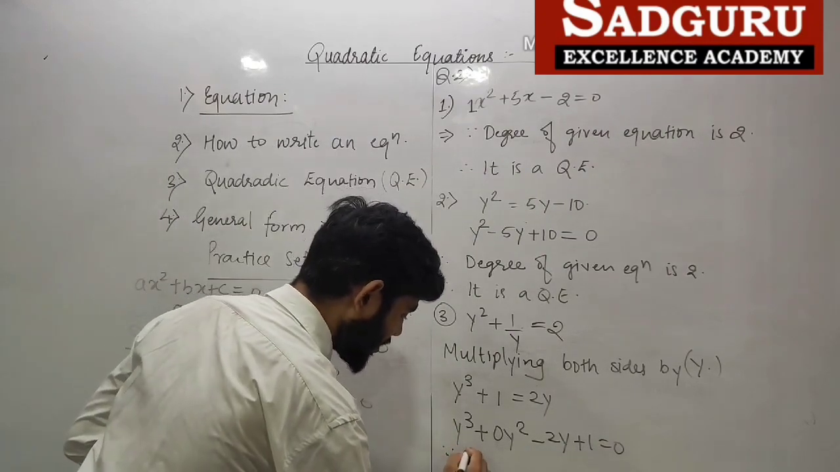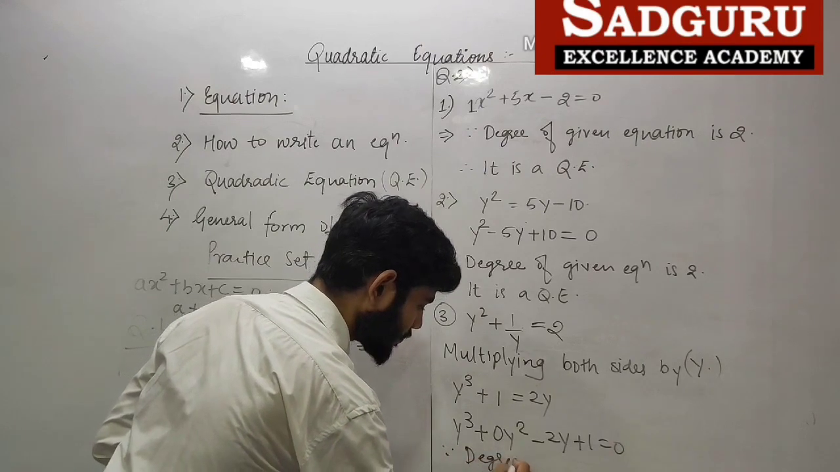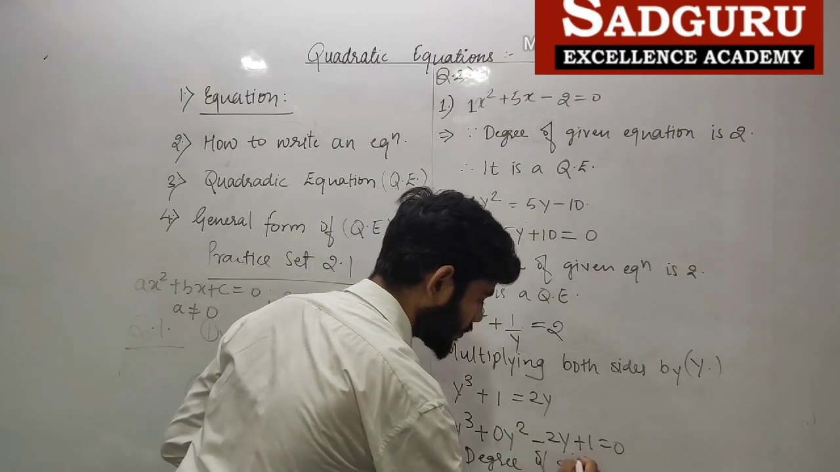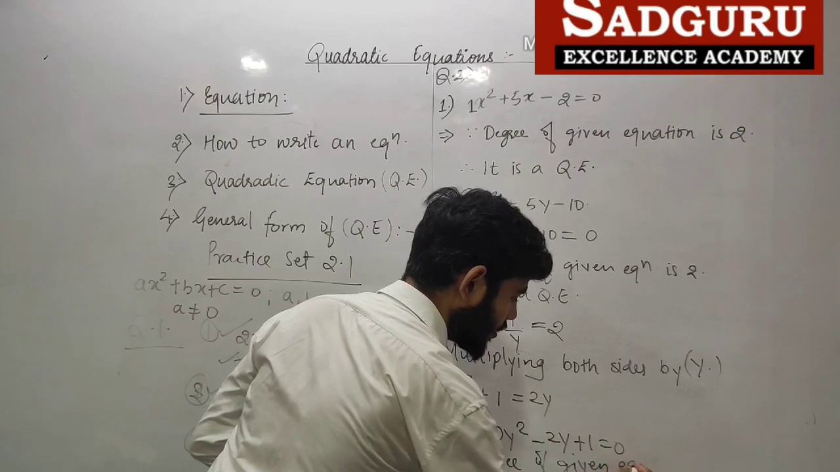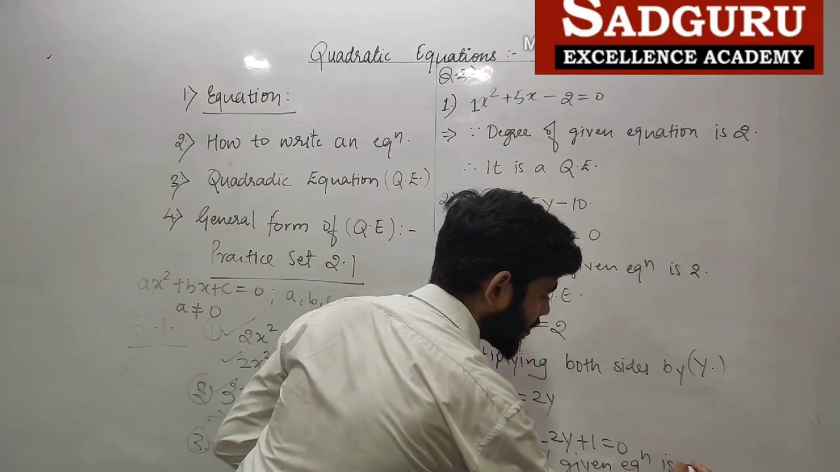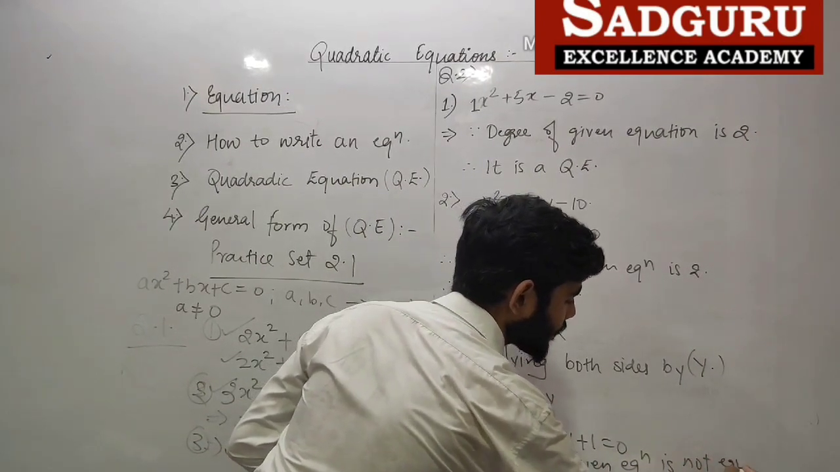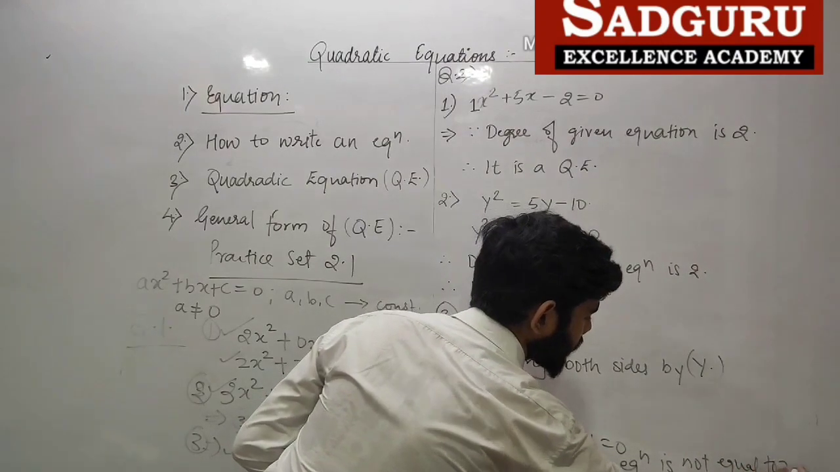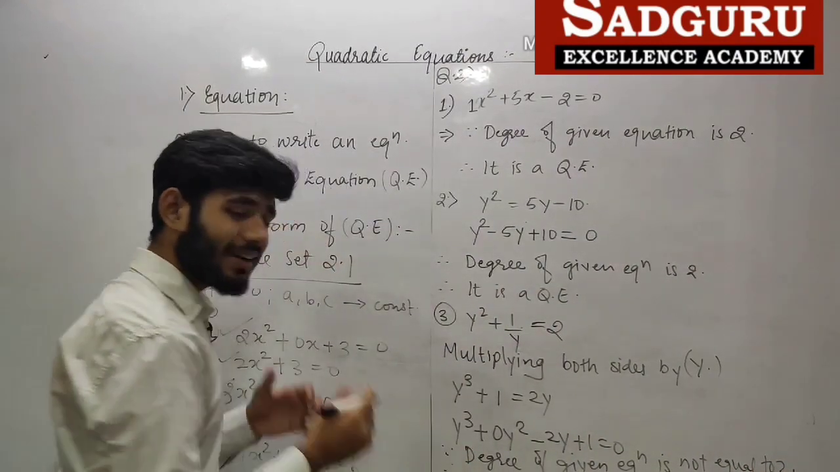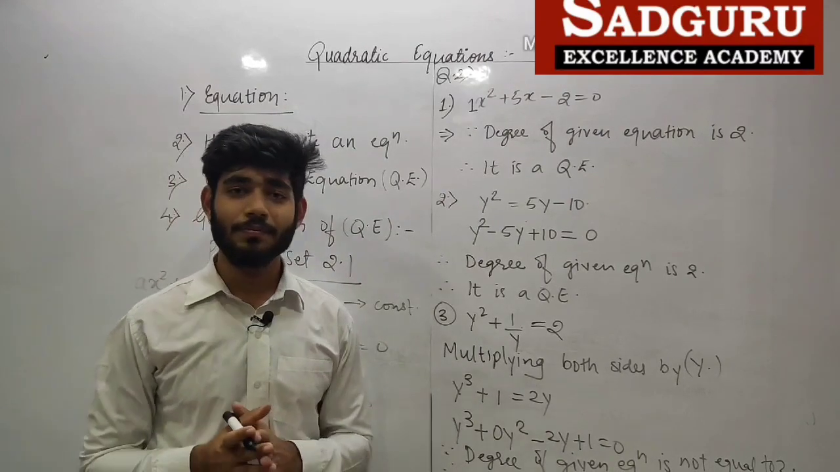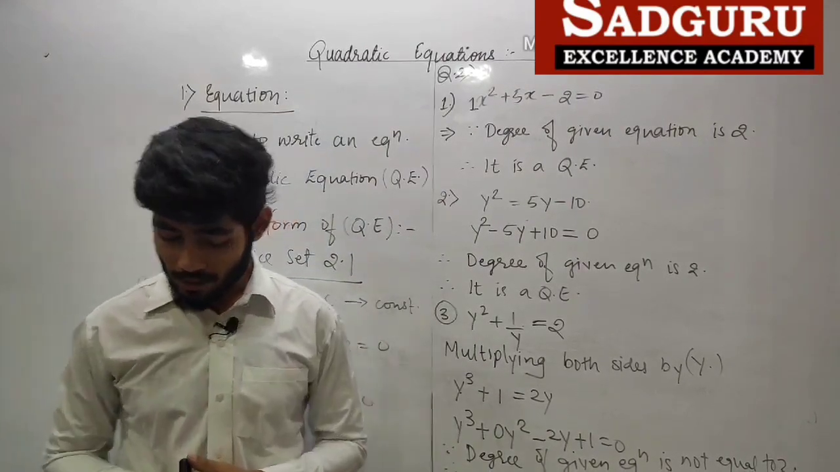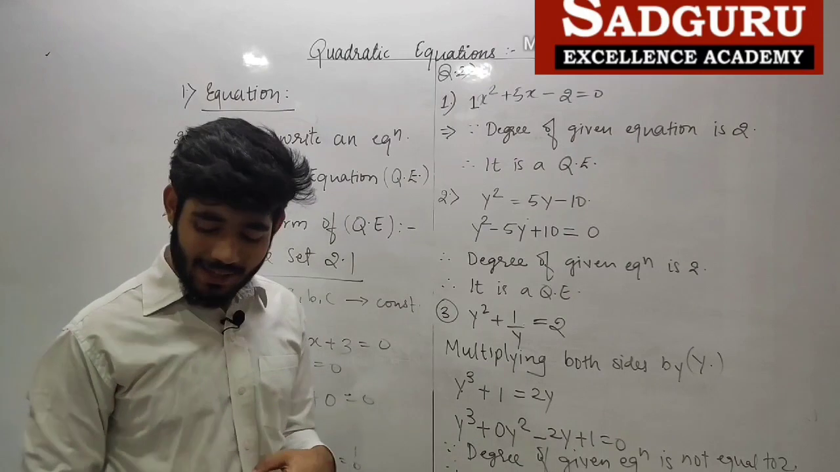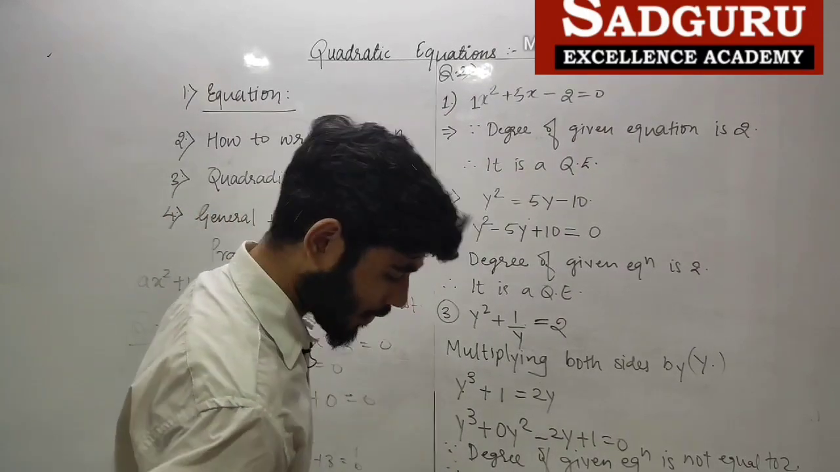So since the degree of the given equation is not equal to 2, therefore it is not a quadratic equation. Are you getting it? Okay, fine. The next question is x + 1/x = −2.